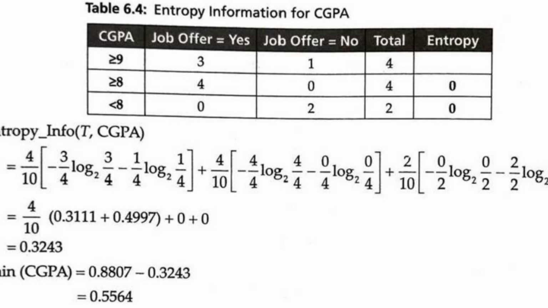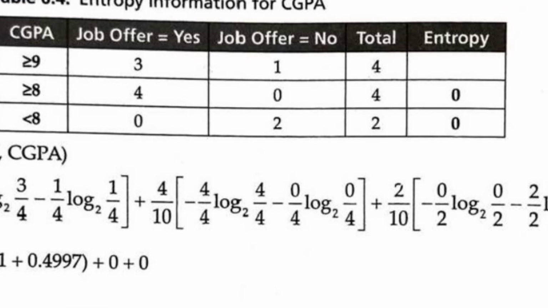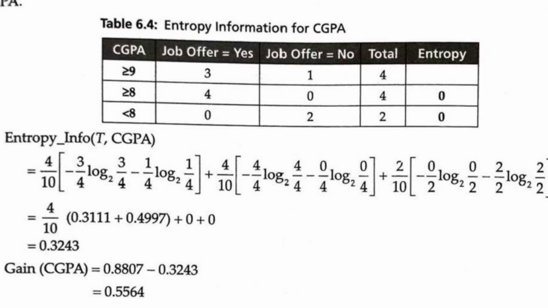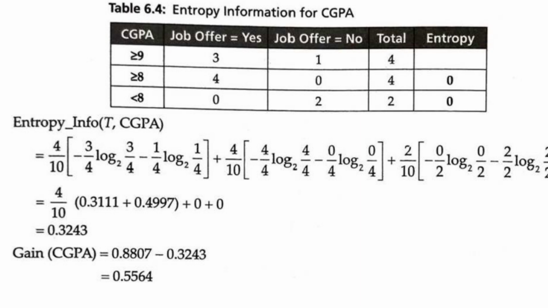As I told earlier, if the positive or negative count is 0, the entropy will be 0. Anyway, you have to compute the entropy of this information. Here CGPA is the information on total. Row by row you have to proceed. 4 out of 10, that is 4 by 10 into minus 3 by 4 log 2 3 by 4, for job offer yes, minus 1 by 4 log 2 1 by 4, for negative. This is for greater than or equal to 9.